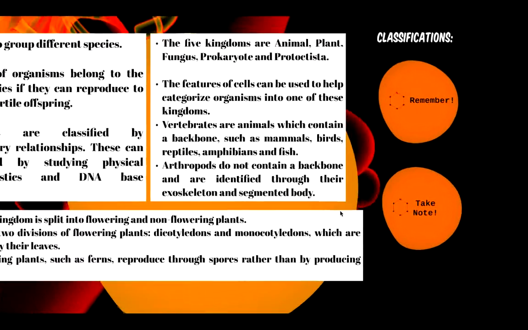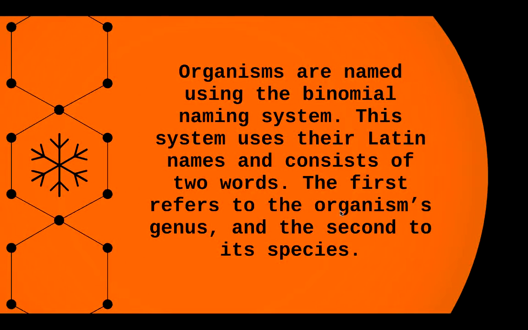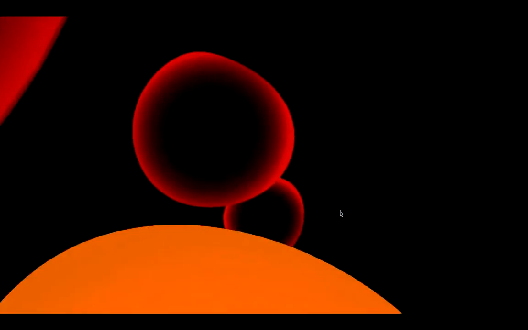Take note and remember that organisms are named using the binomial naming system. This system uses Latin names and consists of 2 words: the first refers to the organism's genus and the second is its species.